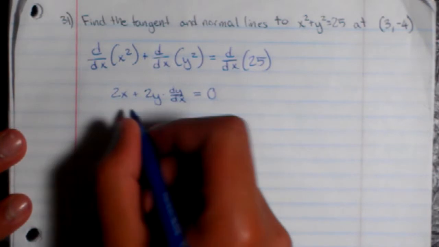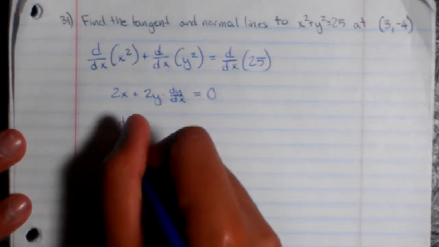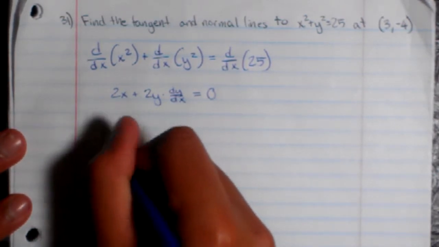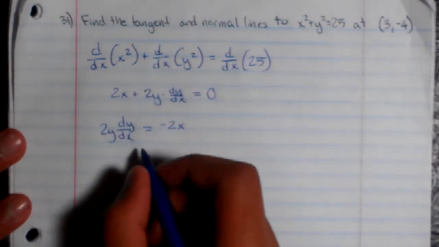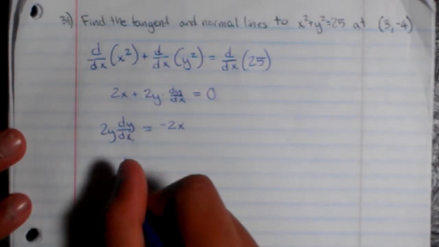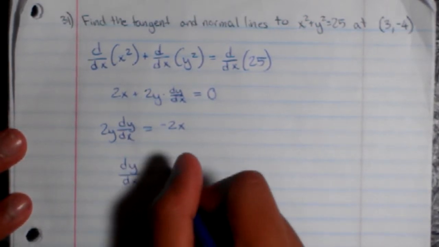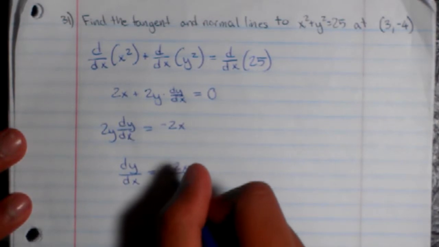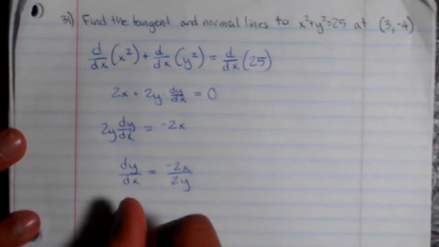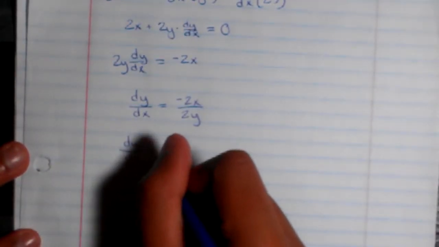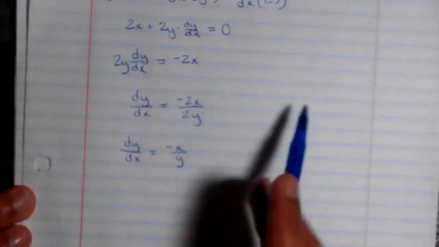And now to solve for dy by dx, first we subtract 2x from each side. So we have 2y dy by dx equals negative 2x. And to isolate it, we need to divide by 2y. So we get dy over dx equals negative 2x over 2y. And the 2's in the numerator and the denominator cancel, so we get dy over dx equals negative x over y.